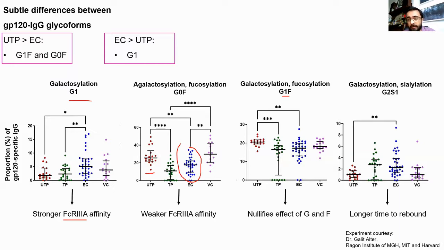G1F, or galactosylated and fucosylated antibodies, were more prevalent in untreated progressors. However, the presence of G and the presence of F actually cancel out each other's effects. An interesting observation was that sialylated antibodies were present highly in elite controllers as compared to the treated and untreated groups. And recently, Dr. Galit Alter's lab published a paper in 2022 that individuals with more sialylated antibodies had a longer time to rebound. So this was a unique marker that we have observed, which is not observed in previously published data.